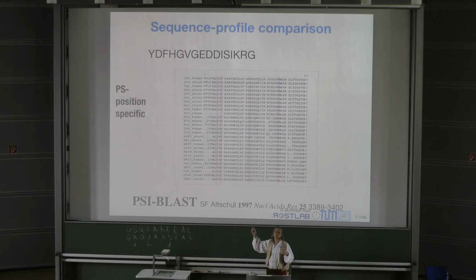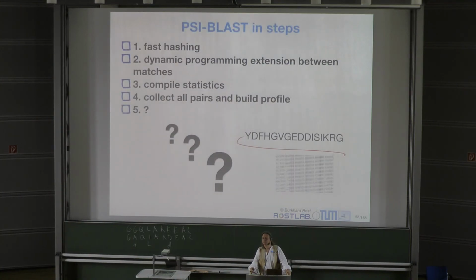Because the profile is more precise, or it allows you to look deeper into the twilight zone. Now you may find things in the first 100 you may not have found. You're more sensitive. Okay? So you run again. And what do you do next? So the method is called PsyBlast. PS stands for position specific. What could the I stand for?